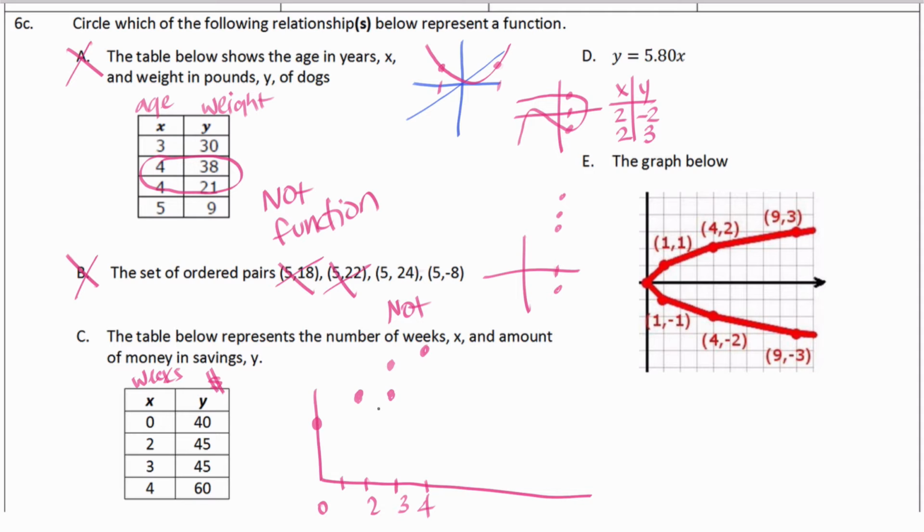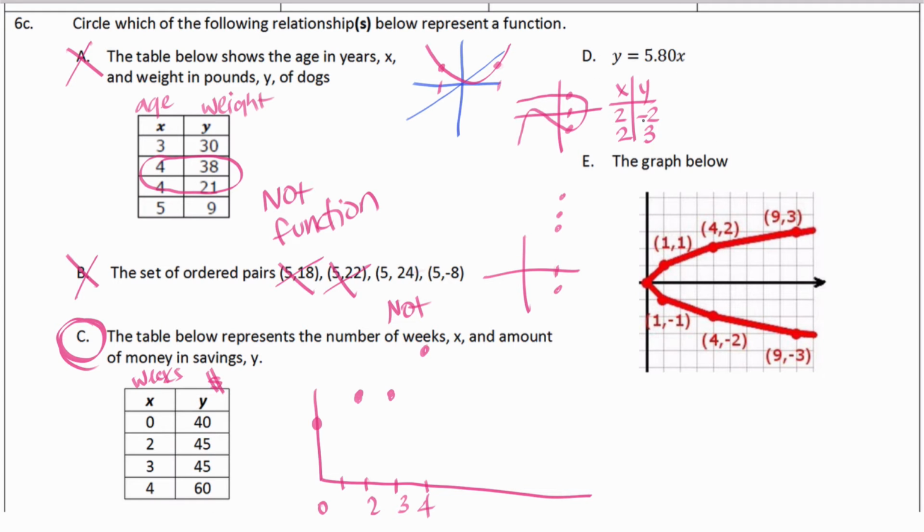If I have $45 in my bank account, that is all. That's the only amount of money that would make sense for me to have. I can't have 2 different realities at the same time. So that one is a function. Every input has a unique output.